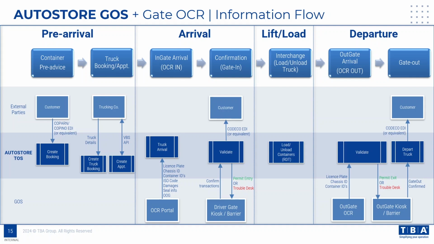Then comes our follow-on stage when, of course, the container booking is linked to a truck booking. Again, this may come in from an external trucking company, pre-advising the fact that they will be coming to collect a certain container or deliver a certain container. So again, AutoStore creates the truck booking within the system, and if there's a vehicle booking system in play, you've also got the option of creating a vehicle appointment.